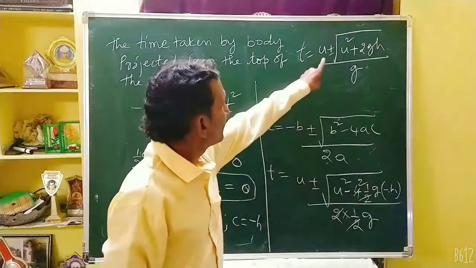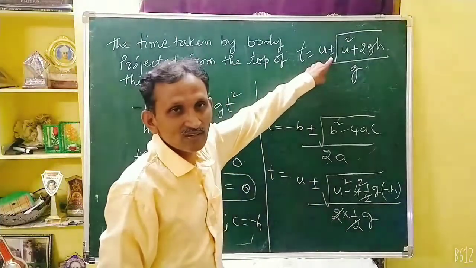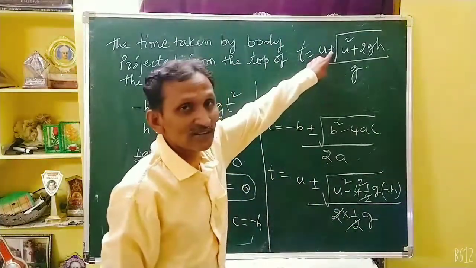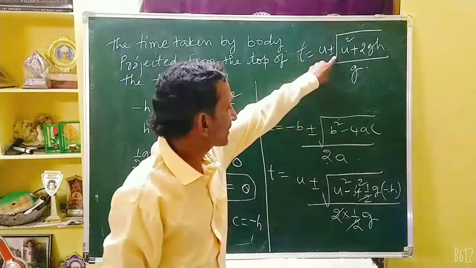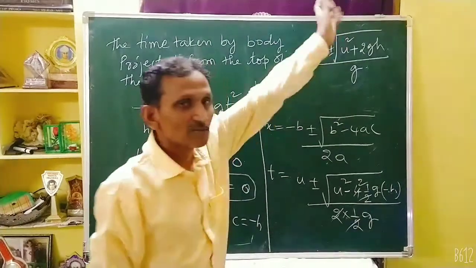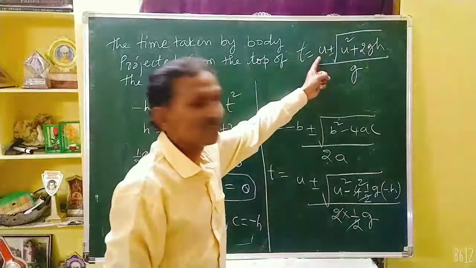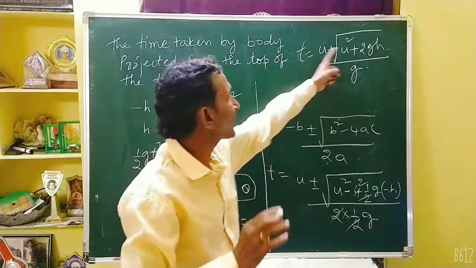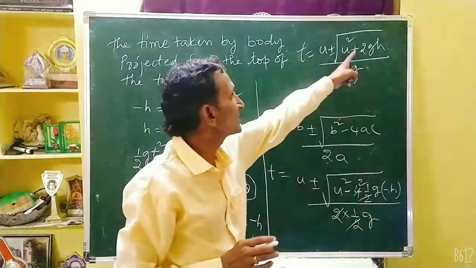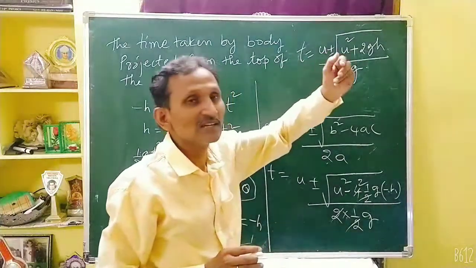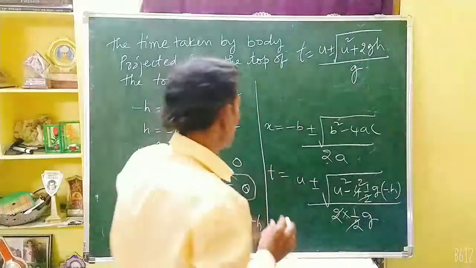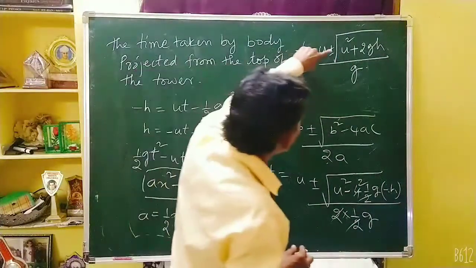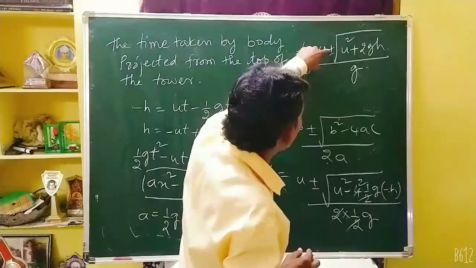So here we have plus and minus. What does this plus stand for and what does this minus stand for? When you take the plus, it means that to this initial value, the initial velocity u with which the body was projected, we are adding this value, so the number is increased. That means we have to take plus one time and minus one time.